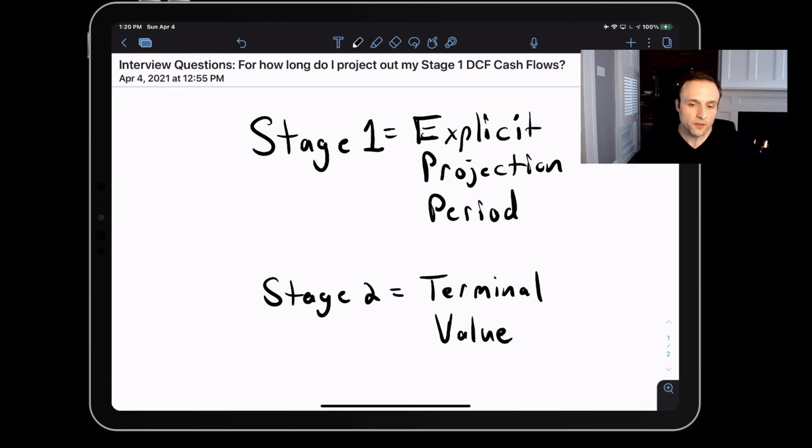All right, let's do a quick recap here first. So stage 1 and stage 2 are the two components of a traditional DCF. With stage 1, we're making explicit projections out into the future. And what we're trying to do is model the business until it hits a steady state, at which point we make simplifying assumptions for everything beyond that period of time. And that's where we have our stage 2, or our terminal value, the value beyond stage 1. So that's stage 1 and stage 2.